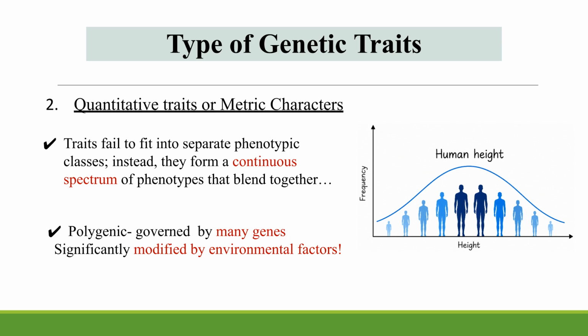These traits are controlled by many genes, with each gene contributing a small effect and significantly influenced by environmental factors. Because of this, their inheritance cannot be studied using simple Mendelian ratios. Since these traits are amenable to measurements, scientists study them using statistical methods like mean and standard deviation.